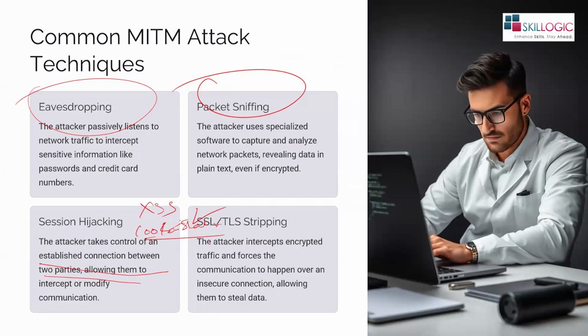The next one is SSL or TLS stripping. The attacker intercepts encrypted traffic. As of now, in packet sniffing, we have unencrypted data and encrypted data, based on the protocol. In SSL or TLS stripping, the attacker intercepts encrypted data and forces the communication to happen over an insecure connection, allowing them to steal data.